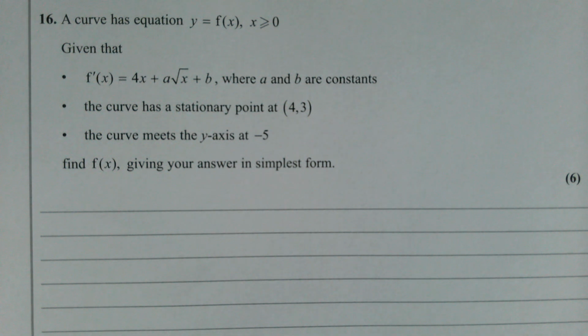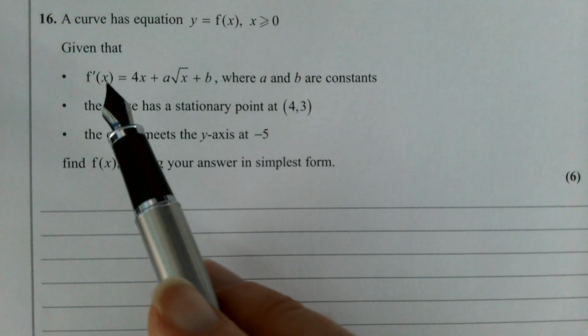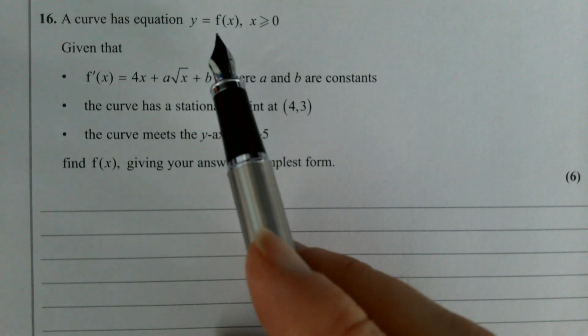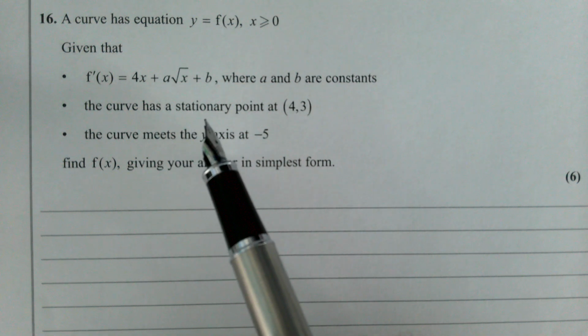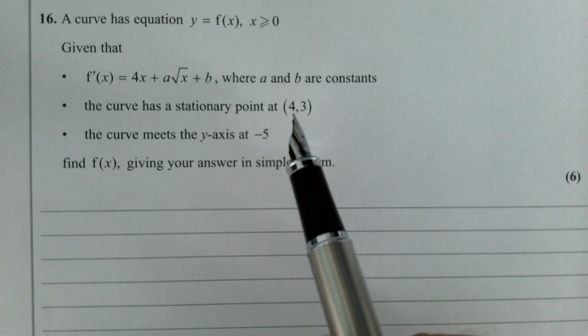Question 16. Yeah, it's an integration question, but it's quite a cute one. It involves a bit of simultaneous equations and creating them. So you've got to be quite creative, you've got to think about what's going on. So this is saying the gradient function for our function is this, and that it's got a stationary point at (4, 3).